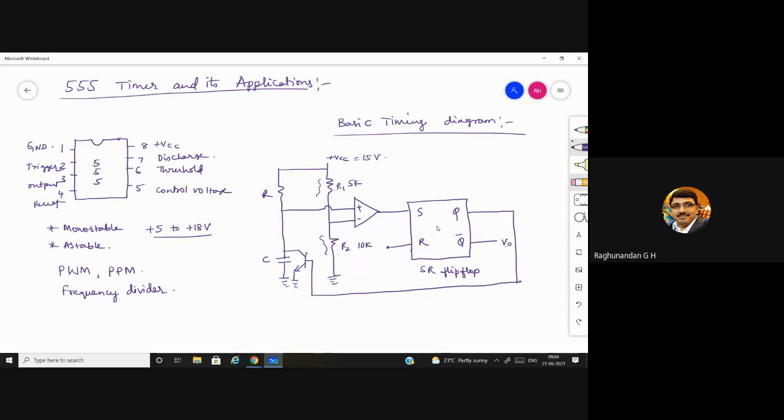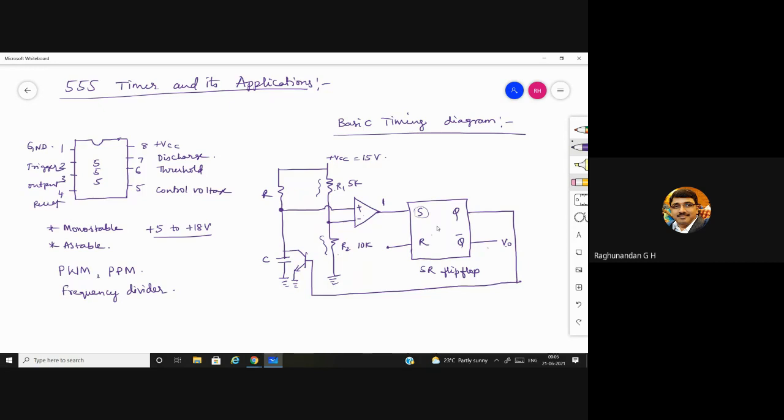Initially, let us assume the voltage across this point is high. High in the sense the voltage at this node is greater than the voltage across this node. When the voltage at the non-inverting terminal is greater than the voltage at the inverting terminal, the comparator output goes high. When this goes high, the set becomes 1. When set becomes 1, the output Q will become 1. When Q is 1, automatically you know that Q bar will be 0.